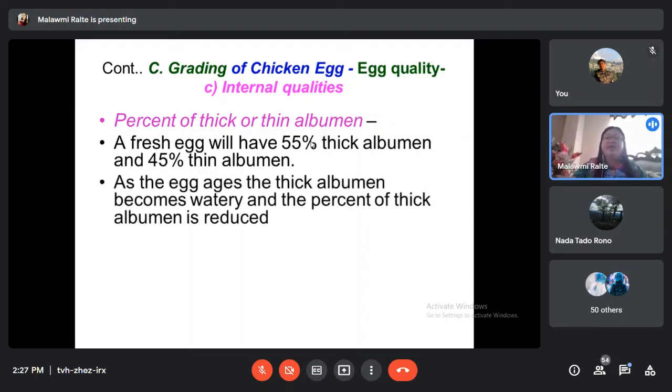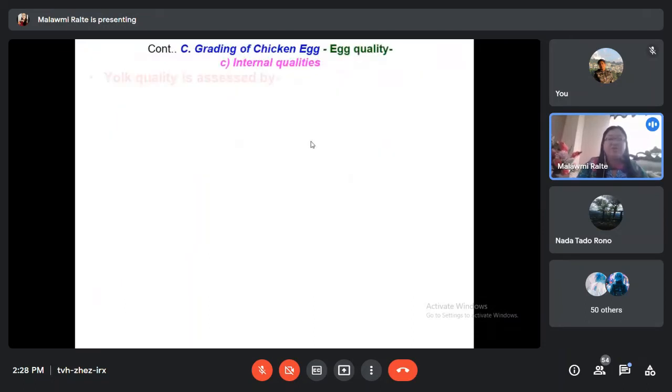So when the egg is aging, the thick albumin will become watery, and then the percentage of this thick albumin will be reduced. Then it will be reversed when the egg becomes aged. So it might be 55% for the thin albumin and 45% for the thick albumin in the aged egg. So with that also you can differentiate whether the egg is fresh or old. And also you can see the presence of foreign materials.